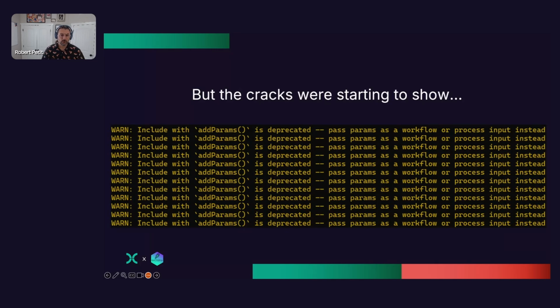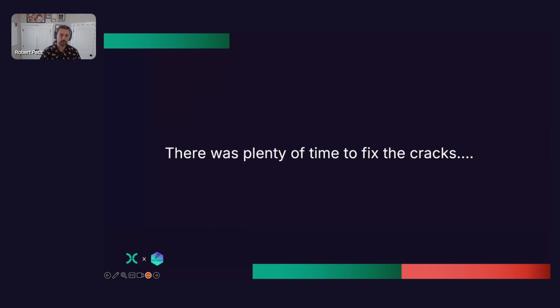That was until version 24 of Nextflow started exposing the cracks that had been growing in Bactopia over the years. To date myself a little, the prototype for Bactopia was originally written with version 0 of Nextflow. So yes, some of those cracks were old and just kind of glued up over the years. But those cracks were fine. It was 2024. They were just warnings, nothing to be too concerned about. And I had plenty of time to fix them.